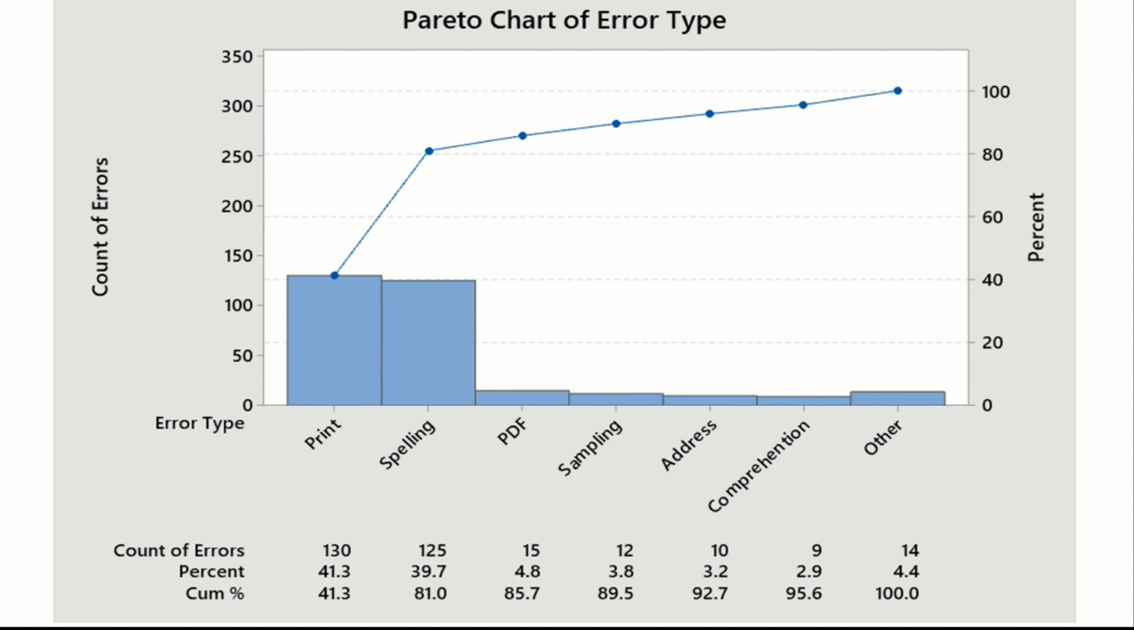Now if a team leader has to create a training plan, he will create a training plan for print and spelling mistakes only. He will be able to cover 81% of the problem. He will not create the training plan for all the error types.